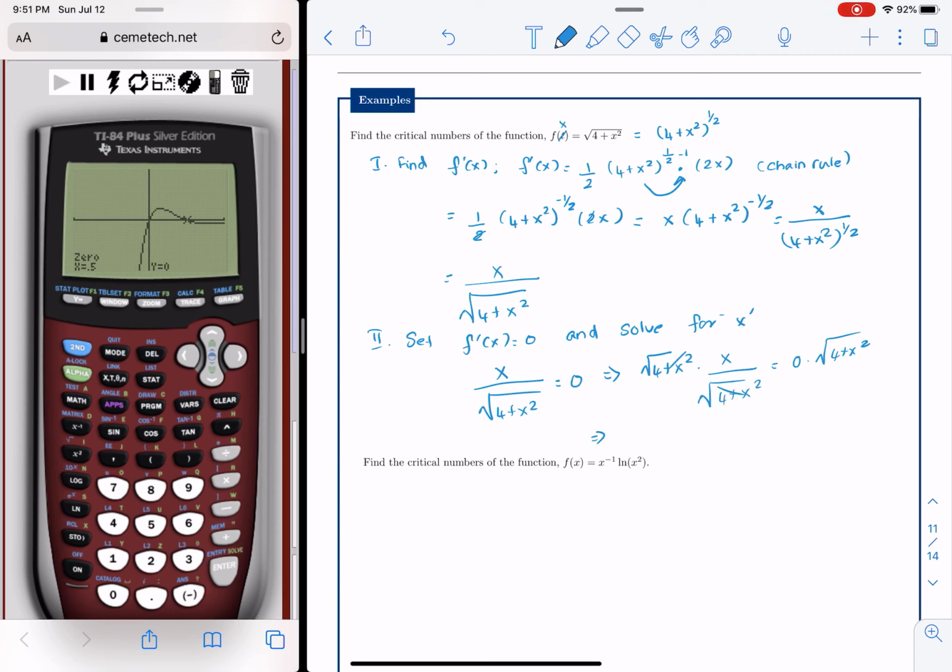Those two would go away, which would mean x is equal to 0 is the only value that would satisfy the equation. You could actually find this using the calculator as well. So I have x divided by the square root of 4 plus x squared. And you can see it crosses the x-axis at x is equal to 0. So the critical value is x equals 0. You can either call it a critical value or a critical number, it's entirely up to you.